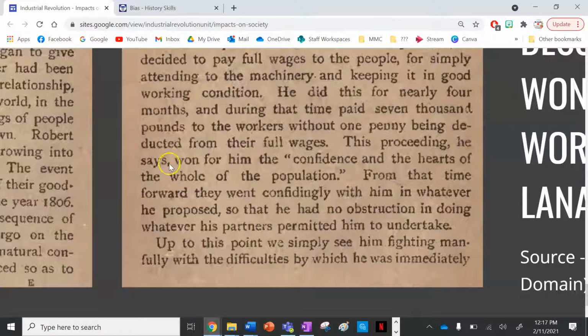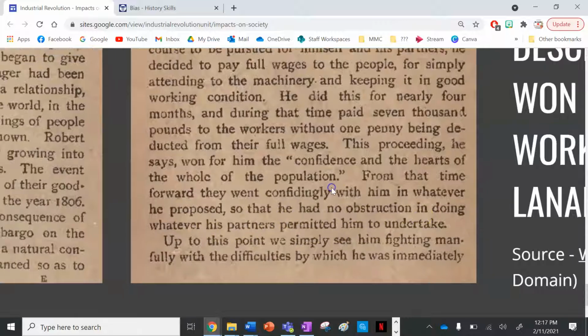This proceeding, he says, won him the confidence and the hearts of the whole of the population. From that time forward, they went confidently with him in whatever he proposed, so that he had no obstruction in doing whatever his partners permitted him to undertake. So they trust him after this.